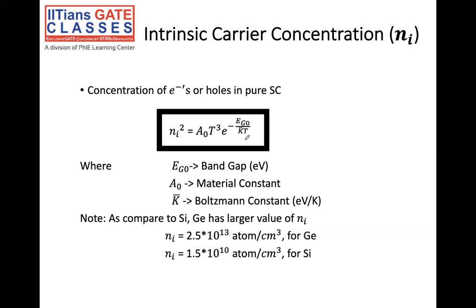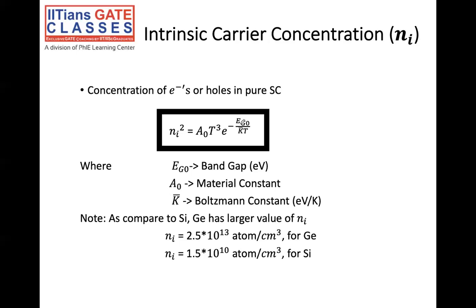The concentration of electron or hole in pure semiconductor is given by Ni. And in this expression, Ni square is equal to A naught T to the power 3 e to the power minus Eg naught divided by K bar T. Here Ni is the concentration of intrinsic electron or hole in intrinsic semiconductor. A naught is the material constant. T is the temperature in Kelvin. Eg naught is the band gap at 0 Kelvin, which is in electron volt.